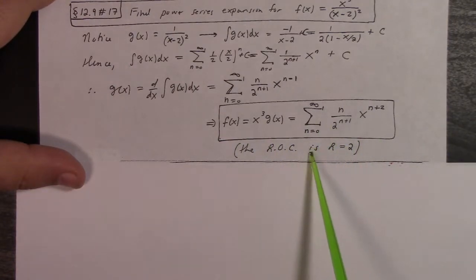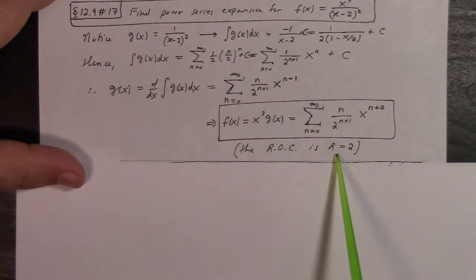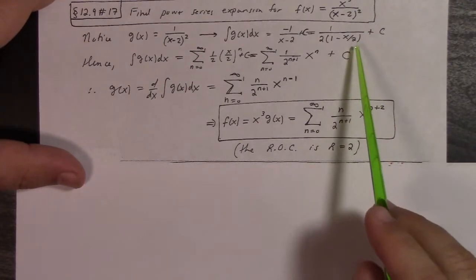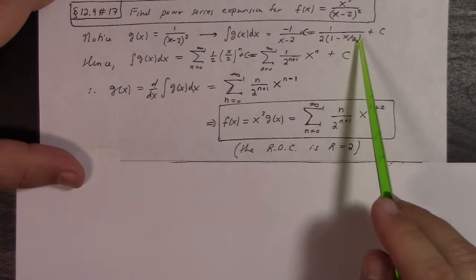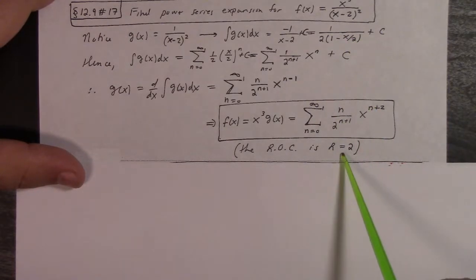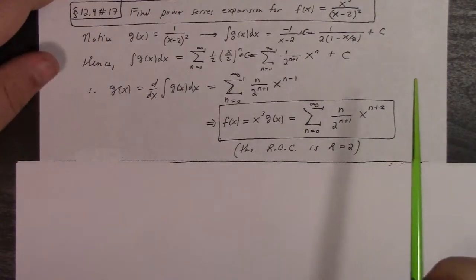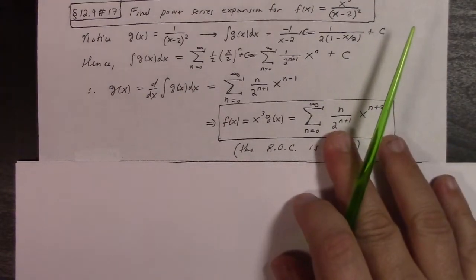And this time I figured out the radius of convergence is 2, if my radius is x over 2. This is a glaring contradiction to that. I just didn't see it when I wrote this. I'm so sorry, guys. All right, moving on.